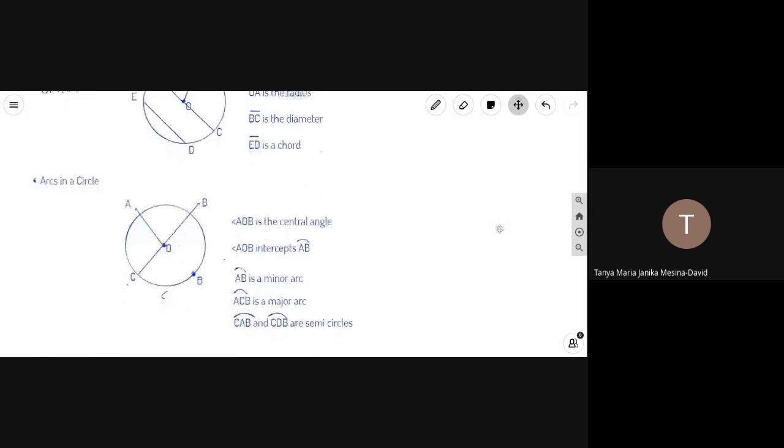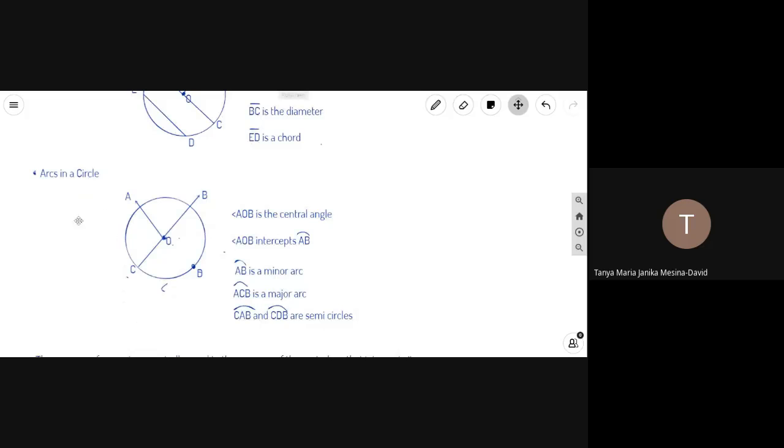So again, let's look at circle O. Angle AOB is the central angle. This is called the central angle because it's an angle made with the center as the vertex. Angle AOB intercepts arc AB. So this is arc AB and it is intercepted by angle AOB. We call arc AB a minor arc.